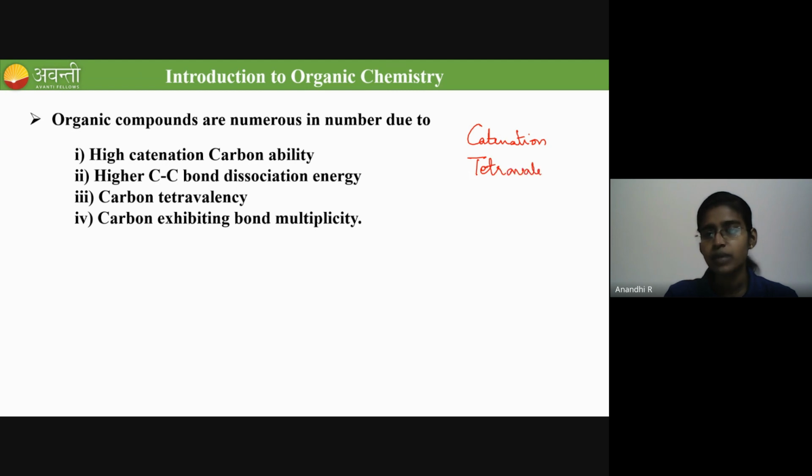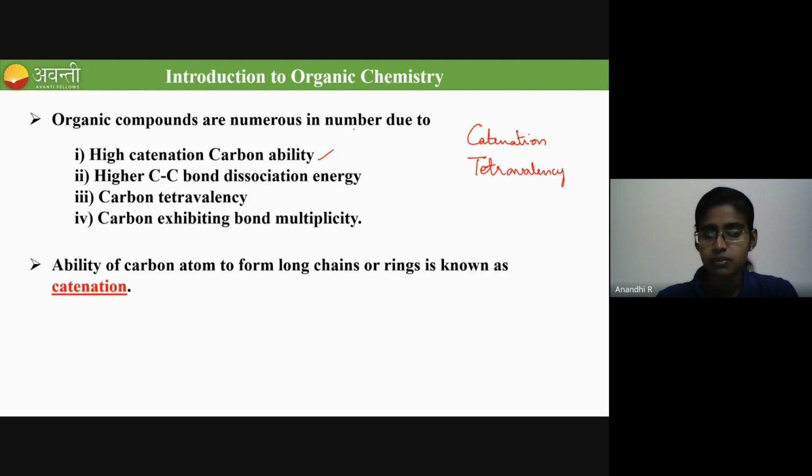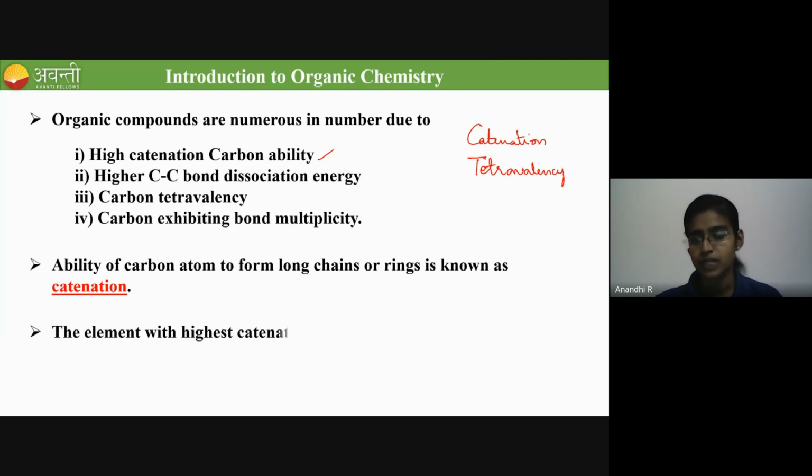So what is meant by catenation? The first point says that it is because of the high catenation ability of carbon. The ability to form a chain of bonds with itself and with other atoms is called catenation. The ability of the carbon atom to form long chains or rings is known as catenation. The element with the highest catenation ability is carbon.